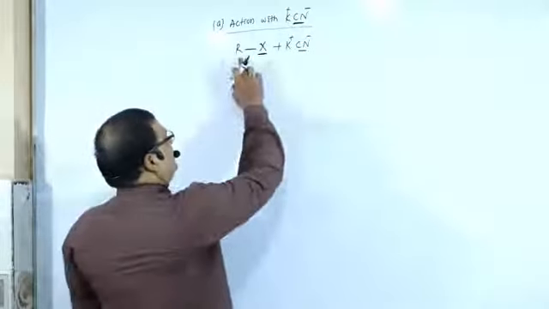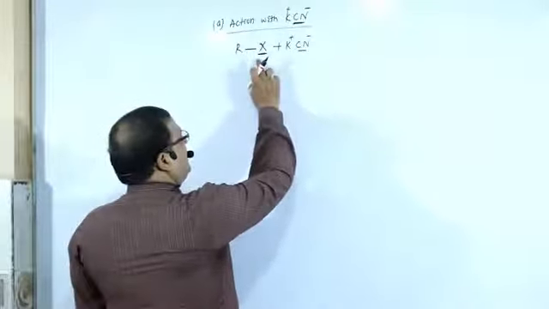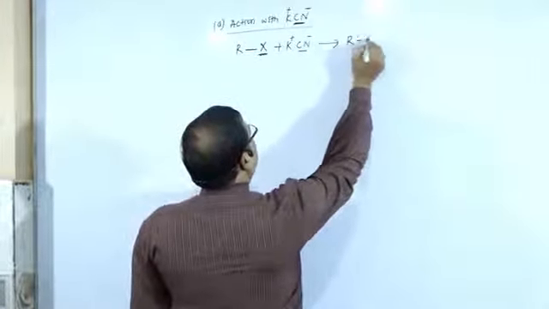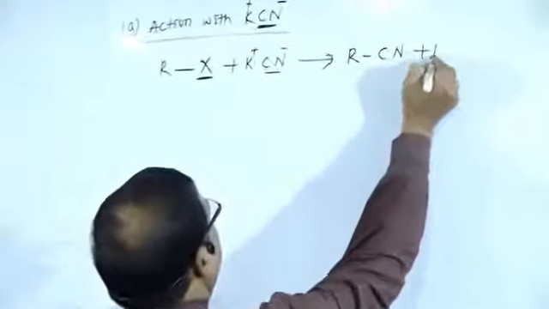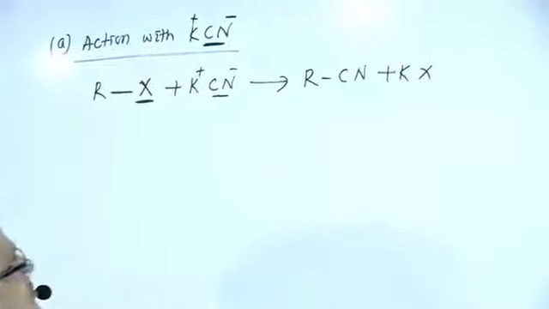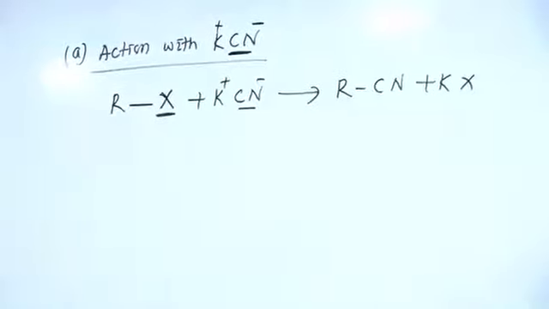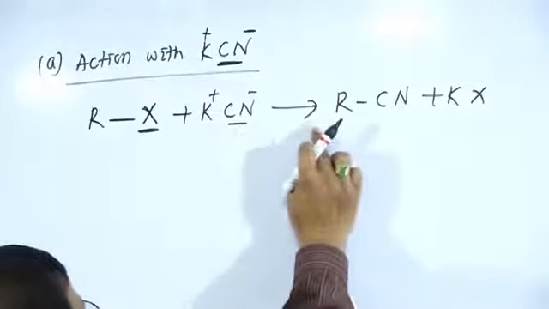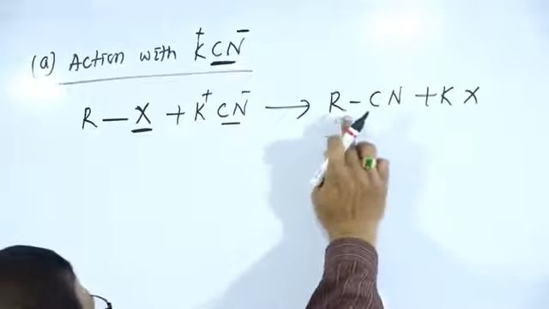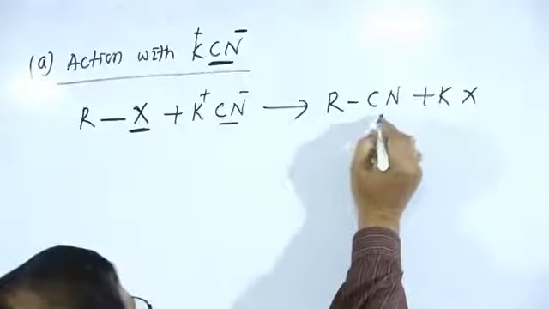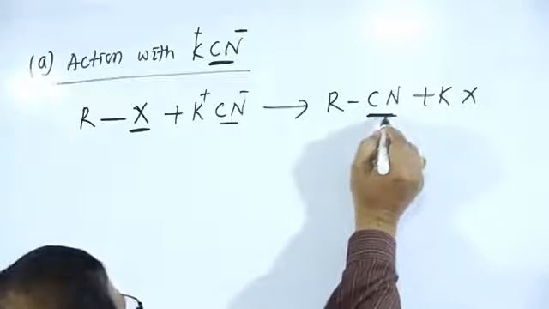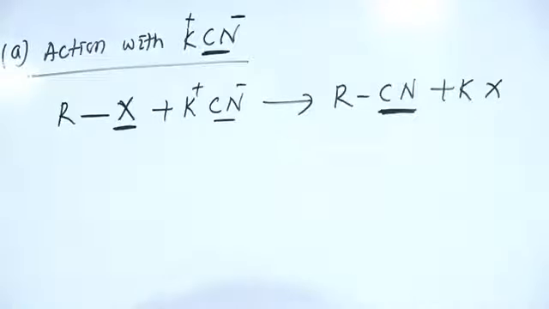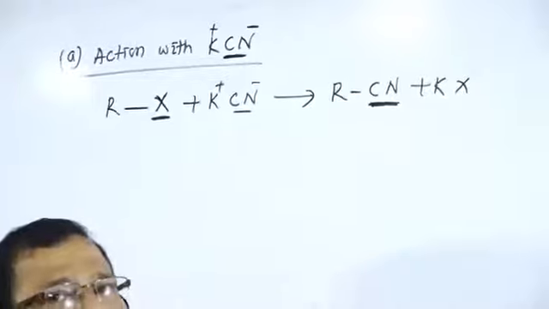Then what will the product be? RX, the alkyl halide, that has been treated with potassium cyanide. So there is the formation of RCN plus KX. Alkyl halide treated with potassium cyanide in alkali media gives RCN and KX. So the chlorine or bromine atom, that is the halogen atom, is replaced by the nucleophile CN. Therefore that is treated as a nucleophilic substitution reaction.